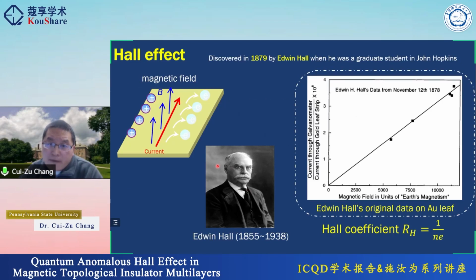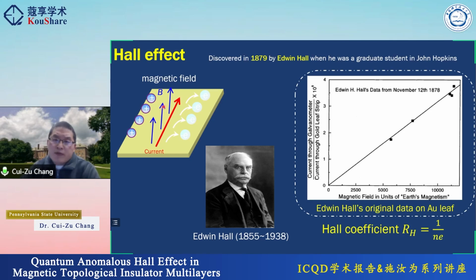Let me introduce the Hall effect. The Hall effect is a very famous phenomenon in solid state physics. When the current flows through a conducting material which is in a perpendicular magnetic field, the charge carriers will be pushed towards the side of the sample by the Lorentz force, and a transverse voltage, we usually call it a Hall voltage, will develop across this sample, and this effect is called the Hall effect.